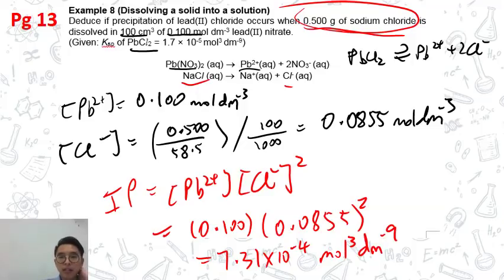Okay, let's compare. KSP value is this, 10 power minus 5, versus 10 power minus 4. This one is greater than KSP. Precipitation occurs.